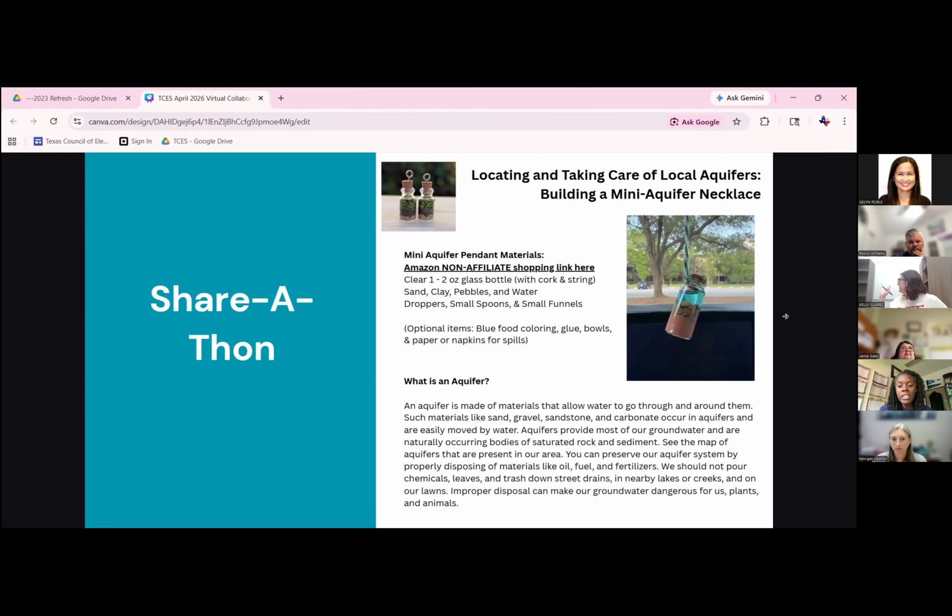The slide there indicates some background knowledge about what an aquifer is and how it's essentially a natural cleaning or filtration system for groundwater, and that we need to be super careful about what we put on our streets or down street drains, because we don't want to contaminate our groundwater. This activity was also inspired. If you can go to the next slide, please.